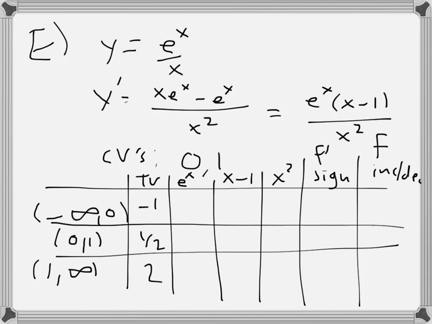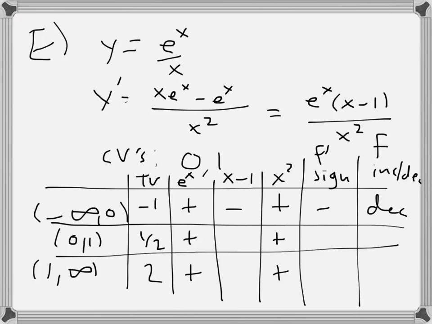This is a pretty easy sign chart because e to the x is always positive, and so is x squared, as long as I'm not plugging in 0, which I'm not. So if I use minus 1, minus 1 minus 1 is negative, so the whole thing is negative. That's decreasing.